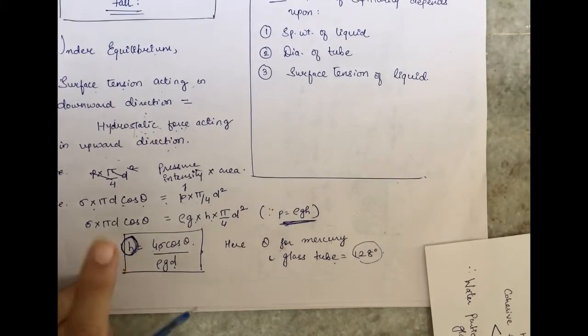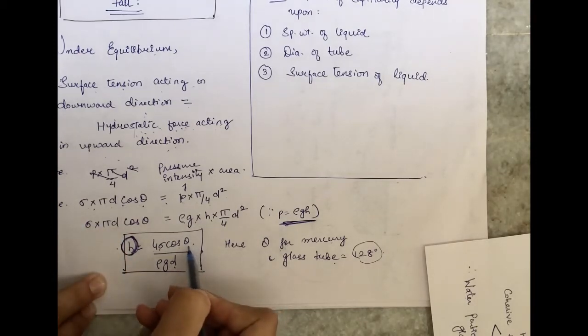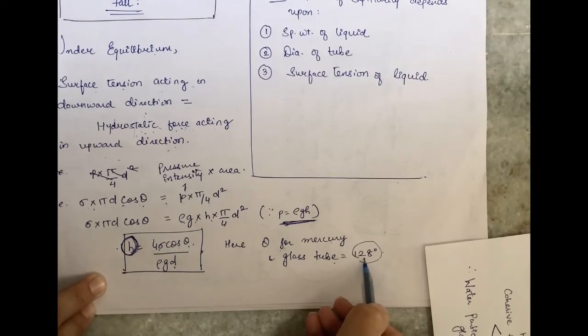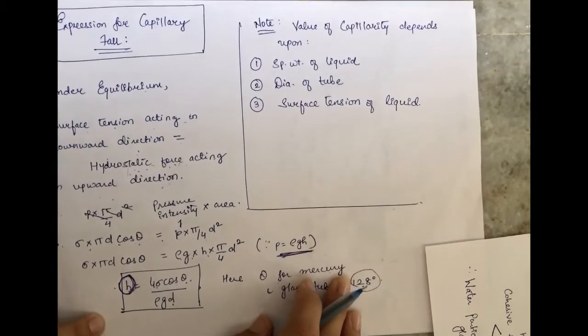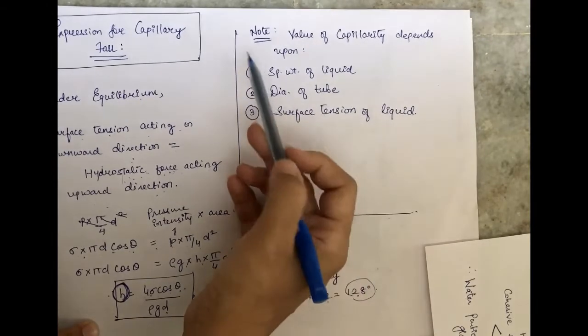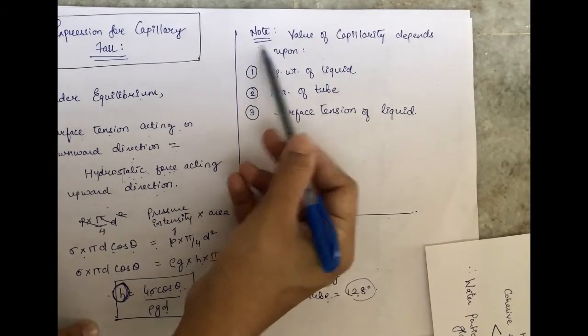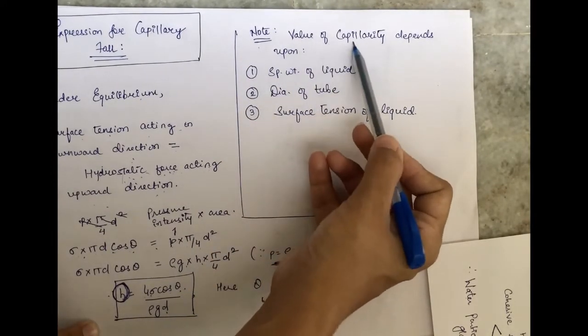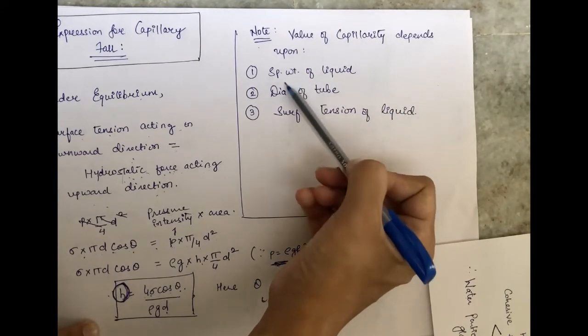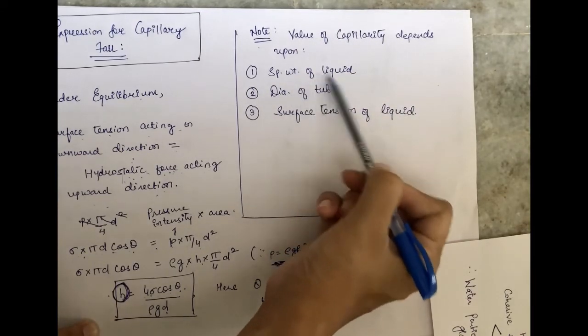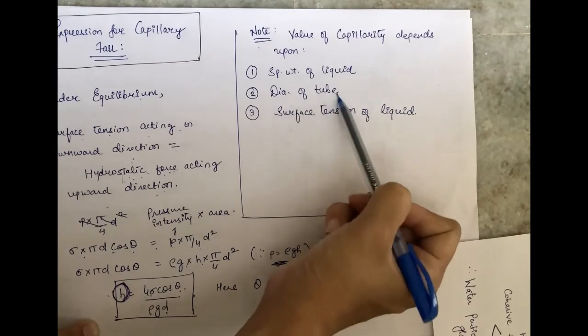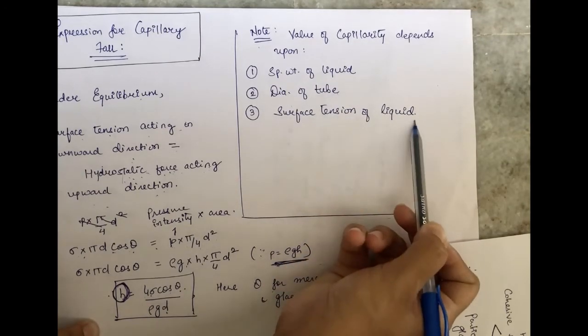So if you are calculating any numerical and if the value of theta is required to be taken, then it will be equal to 128 degrees. Okay, clear? One important note you need to take care of: the value of capillarity depends upon three points, that is the specific weight of liquid, diameter of the tube, and surface tension of liquid.